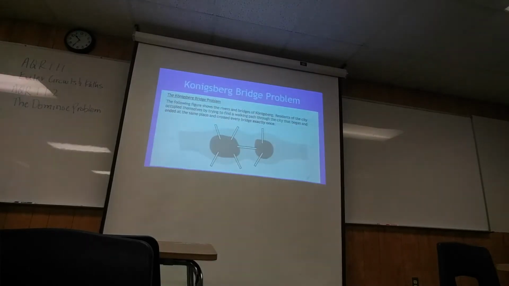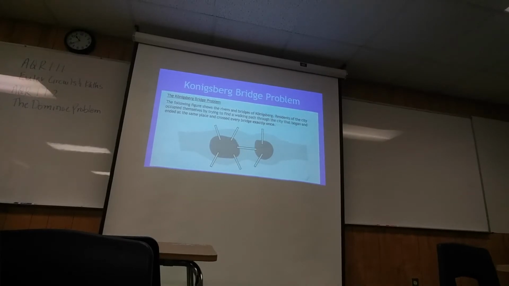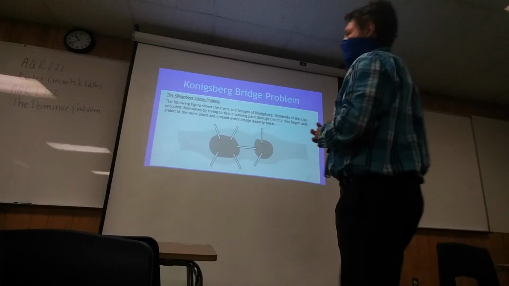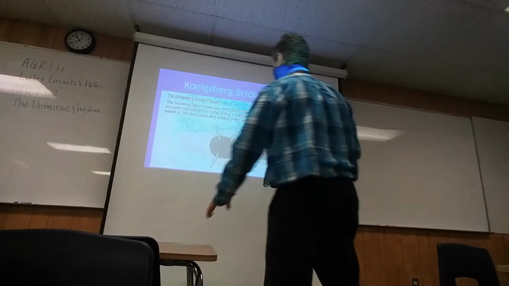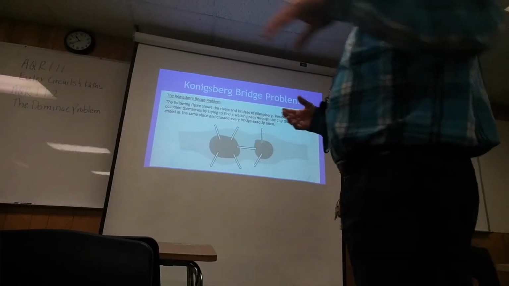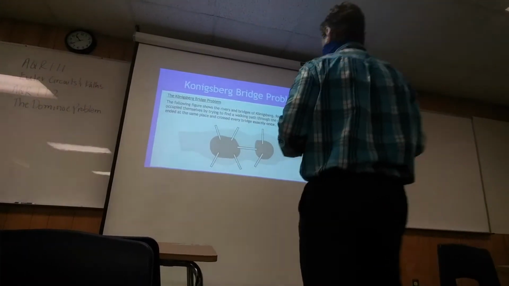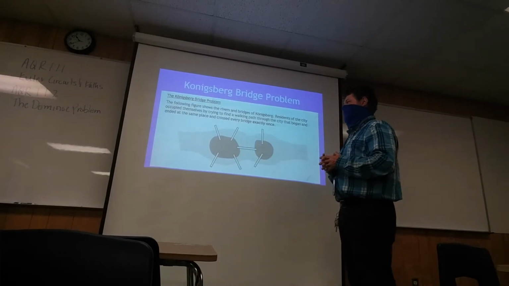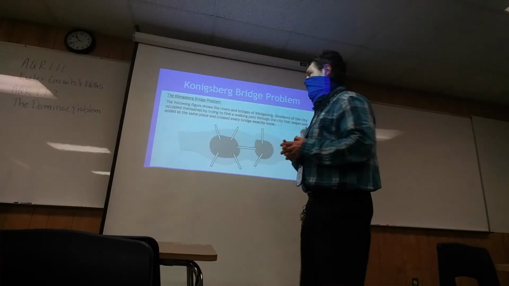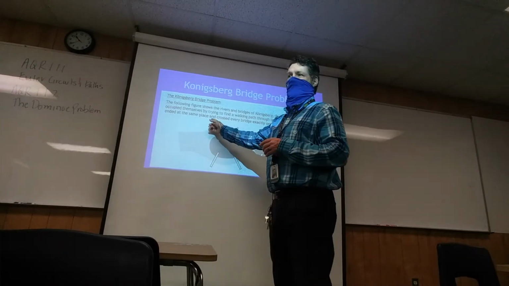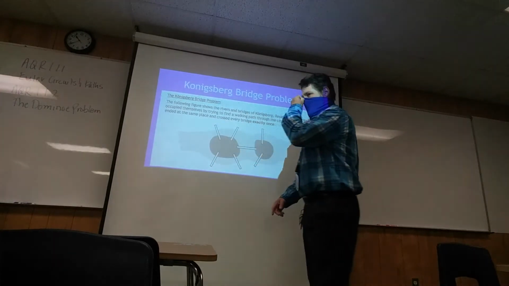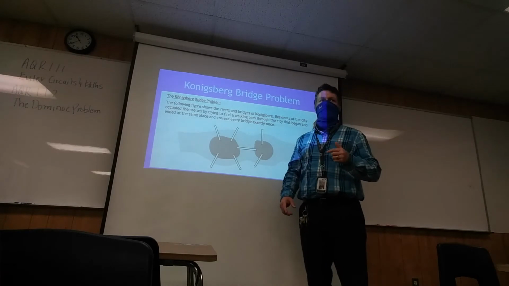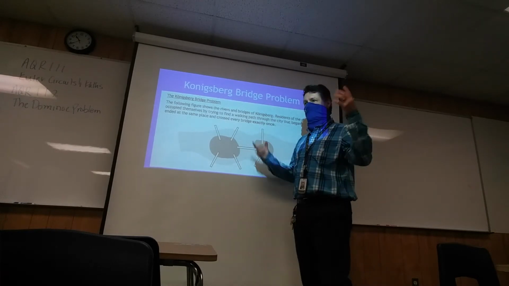So the Königsberg bridge problem. The following figure shows the rivers and bridges of Königsberg, which is in Austria. Residents of the city, for some reason back in the 14th, 15th or 16th century, occupied themselves trying to find a walking path through the city that began and ended at the same place and crossed every bridge exactly once. So is there a path where we can cross every bridge exactly once and start and end at the same spot? Well, let's try it.